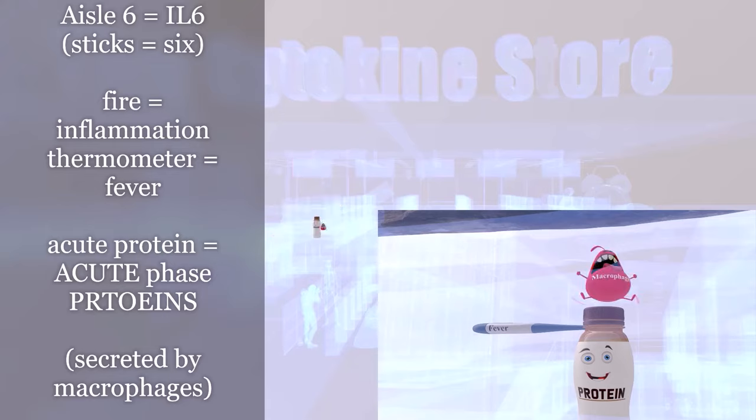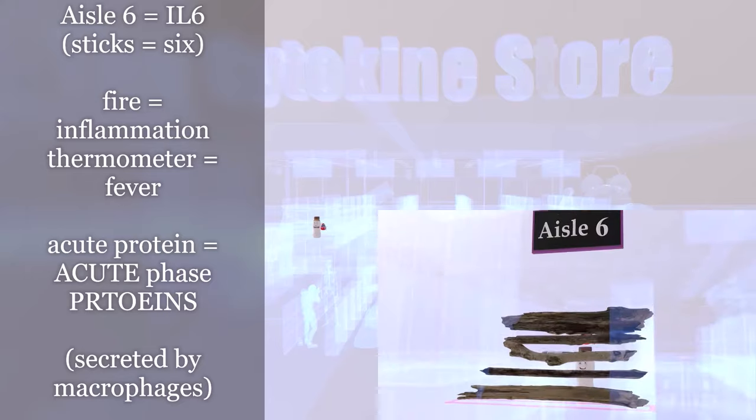And we see over here the macrophage. He's really sad because he can't open up the protein shake. This macrophage over here again reminds us of cytokines that are secreted by macrophages. So IL-6, just like IL-1, is secreted by macrophages. I was now ready to move on to IL-7.